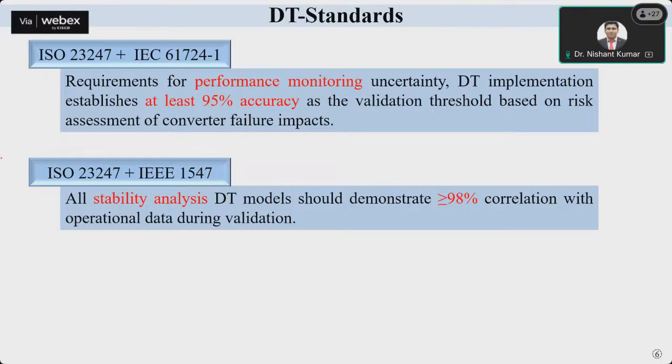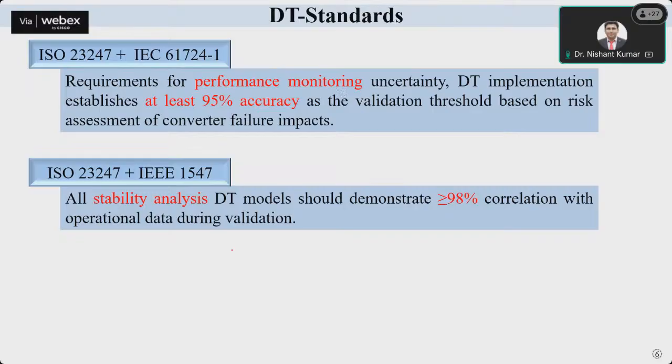So here we have two things. One is ISO 23247 and IEC 61724-1. This standard says that if you are applying your DT, or digital twin, the short form of digital twin being DT, if you are applying your DT for performance monitoring, then at least your accuracy should be 95%.